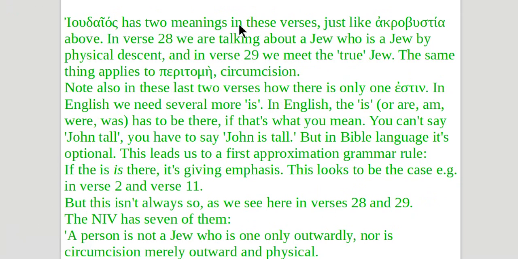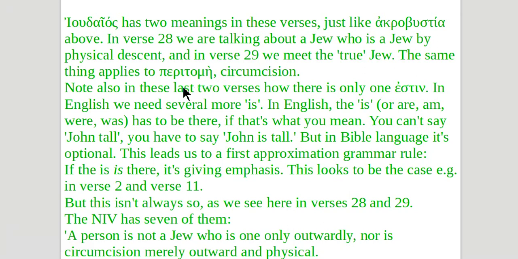And Judaios has two meanings in these verses, just like akrobustia. In verse 28, we are talking about a Jew who is a Jew by physical descent. And in verse 29, we meet the true Jew. And the same thing applies to peritome, circumcision.